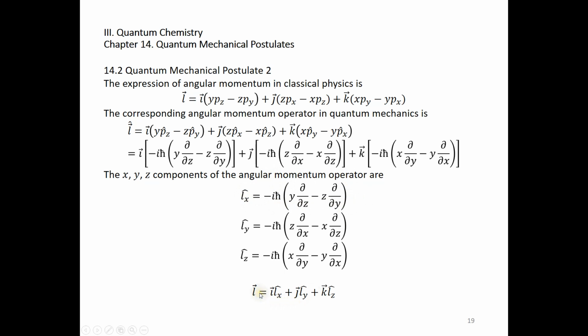And L, the three-dimensional vector of angular momentum, is the sum of the three components, in this case the three operators in the x direction, y direction, and z direction. So if you apply this angular momentum vector to a wave function, you will end up with a three-dimensional vector.